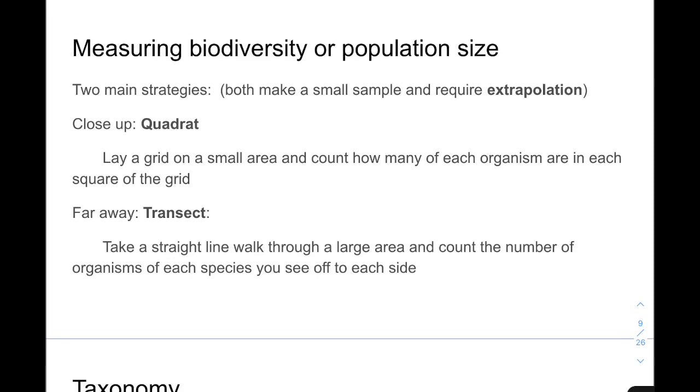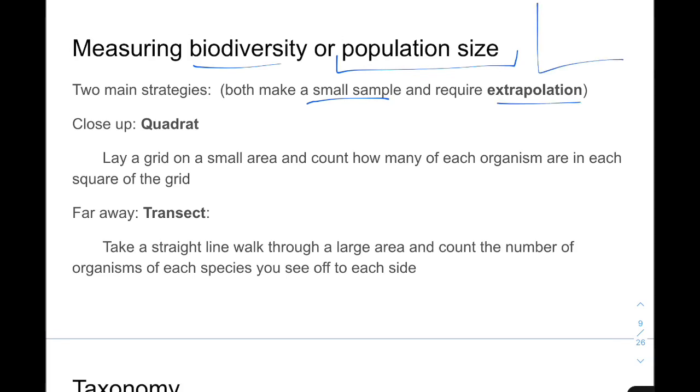If we're trying to measure how much biodiversity there is in an area, or just for one species, how many there are in an area, it is rarely the case that we can actually count them all, because the world is big and we are easily bored. We run out of time, we run out of money. So the idea is we take a small sample and we extrapolate.